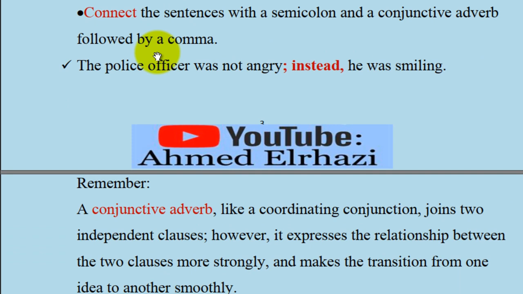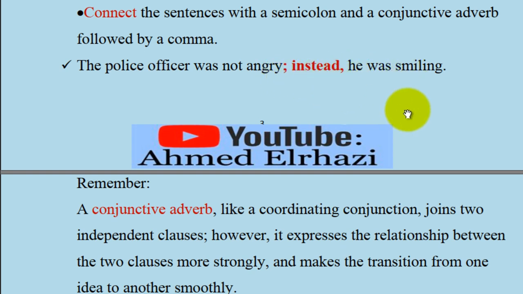Okay, the last one, or the fifth way to combine them or to avoid this comma splice, is to connect the sentences with a semicolon and a conjunctive adverb followed by a comma. Conjunctive adverbs are what we saw in the last lesson. The police officer was not angry; instead, he was smiling. The police officer wasn't angry; instead, he was smiling.